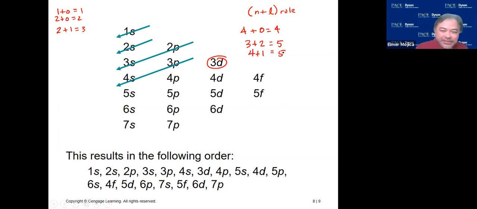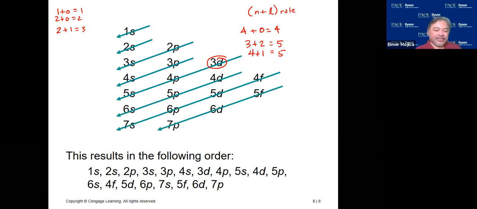So what's the rule if they're the same? The one with the lower principal quantum number will be filled up first, followed by the next higher principal quantum number. So this is the sequence that you have.